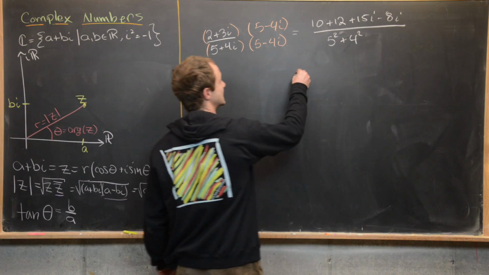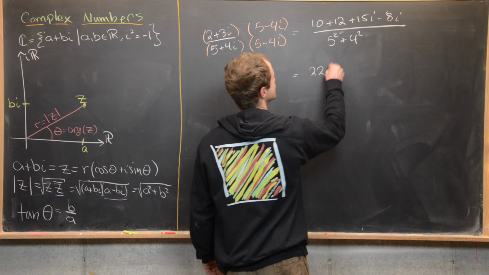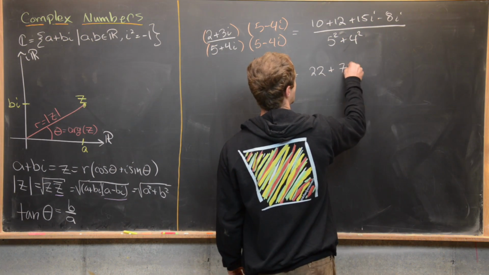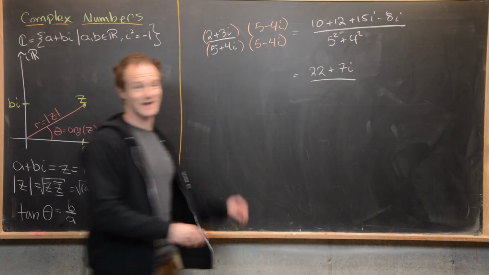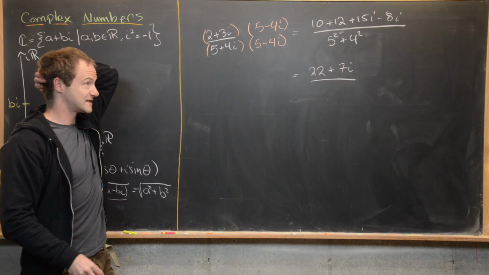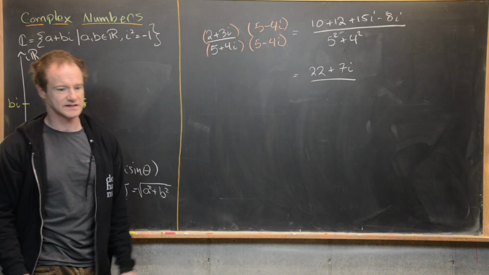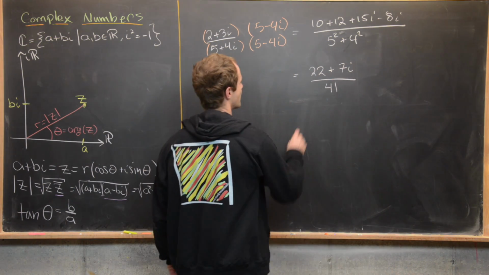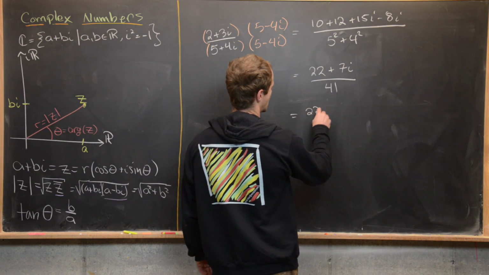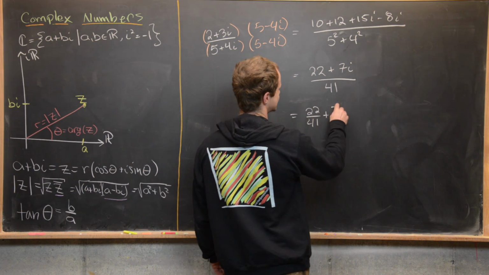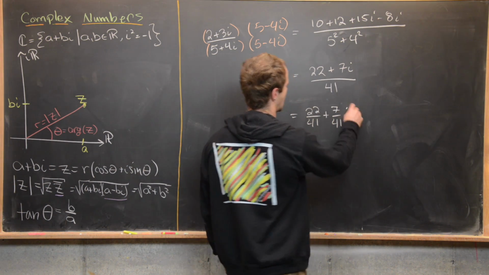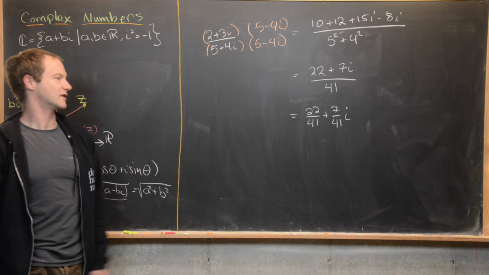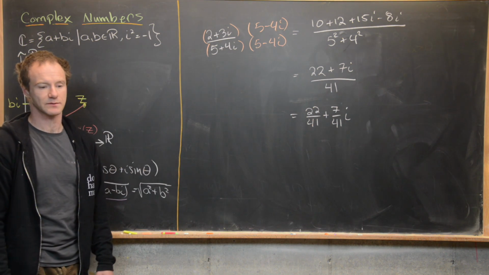Okay, so let's see. In the end, we're going to have 22 plus 7i all over, so that's 25 plus 16. So let's see, 25 plus 16 is 41. But now maybe we want to write this as 22 over 41 plus 7 over 41i. So that would be the quotient of those two complex numbers.